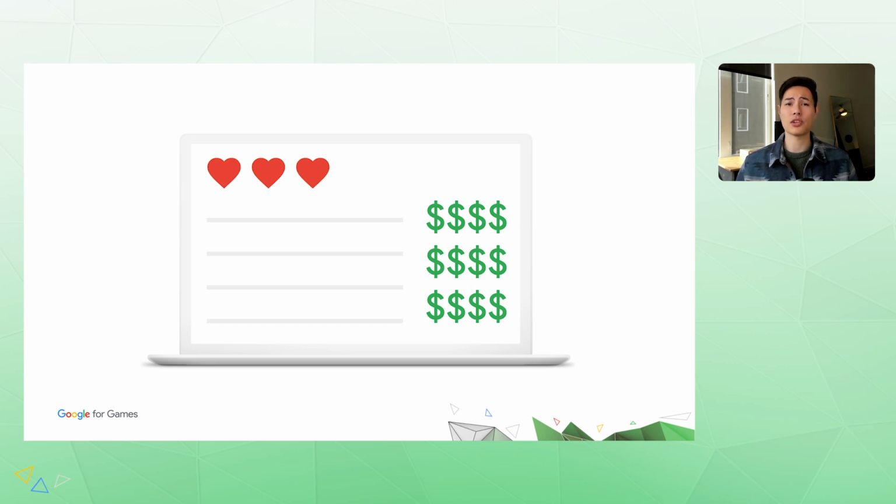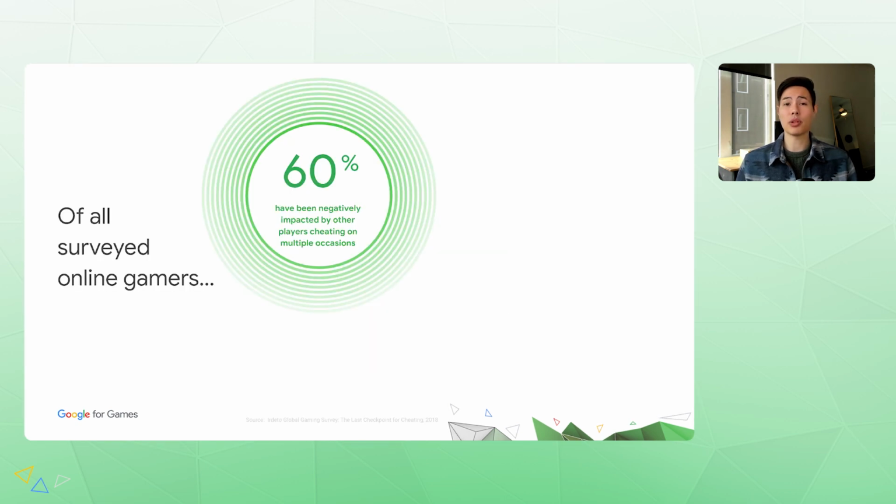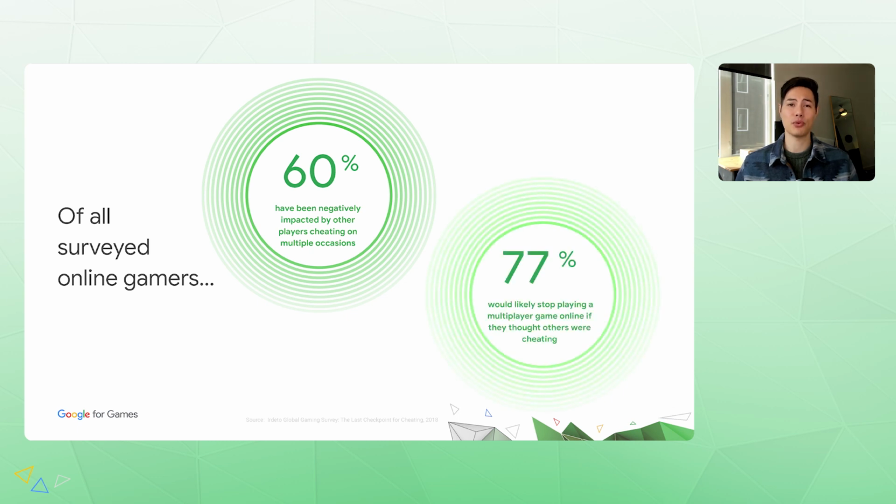Their player base can't trust the game to be played fairly, the game loses monthly active users, and the game's revenue subsequently dries up. A global gaming survey conducted by Erode found that 60% of online gamers have felt negatively impacted by other players cheating on multiple occasions. Furthermore, 77% of online gamers would likely stop playing a multiplayer game online if they thought others were cheating to gain an unfair advantage. It's clear that cheating is a big problem for gamers and game developers alike.